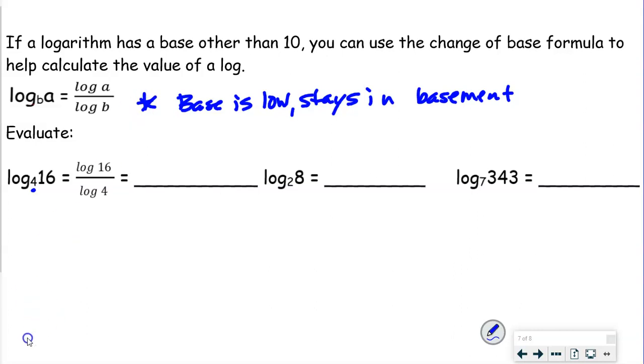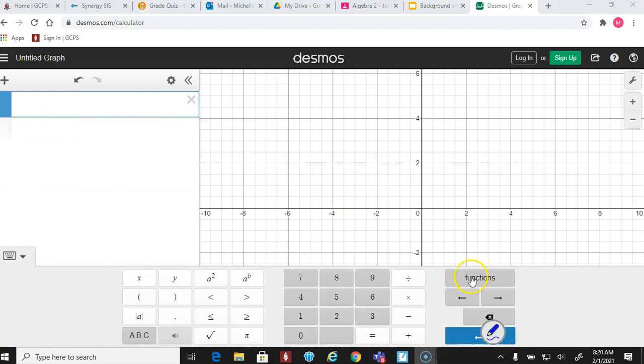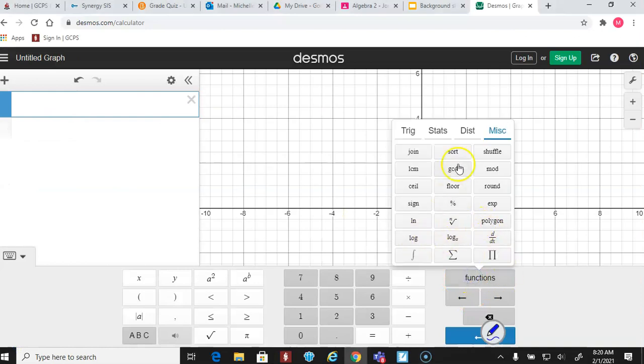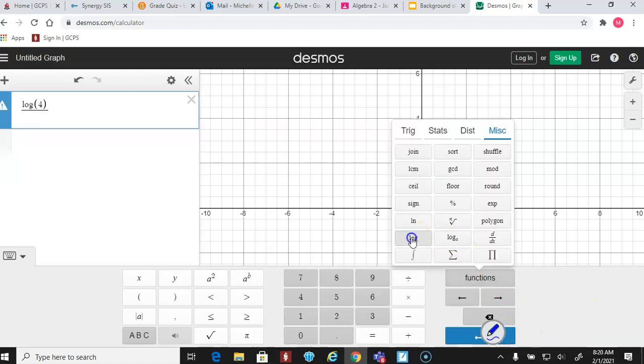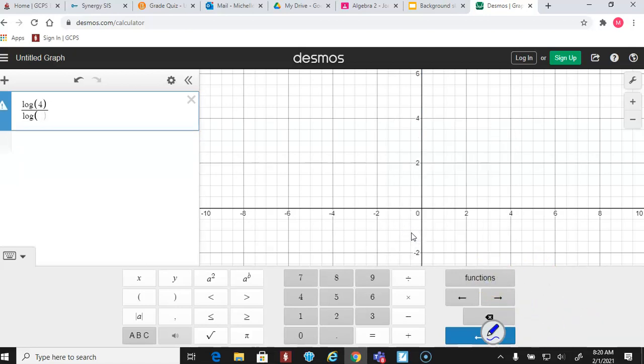Let me show you how you can do this again in Desmos. Here again, I'm going to go to my functions, to miscellaneous and to log. So I'm going to do log of 4, close that parentheses, and then divide it by log of, wait, I did the opposite. It should be log of 16 over log of 4, sorry. So this should be 16 up here and 4 down here. And when we do that, we get 2.